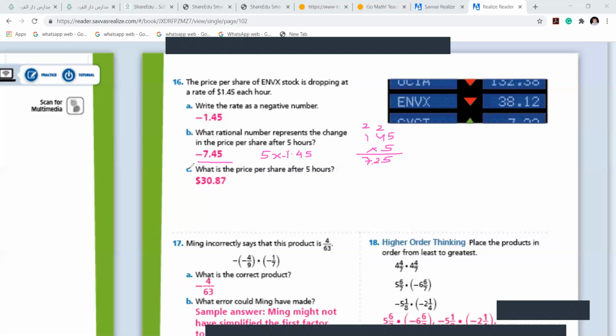Guys, question C, just put a cross. Put a cross, we are not doing that. Next.